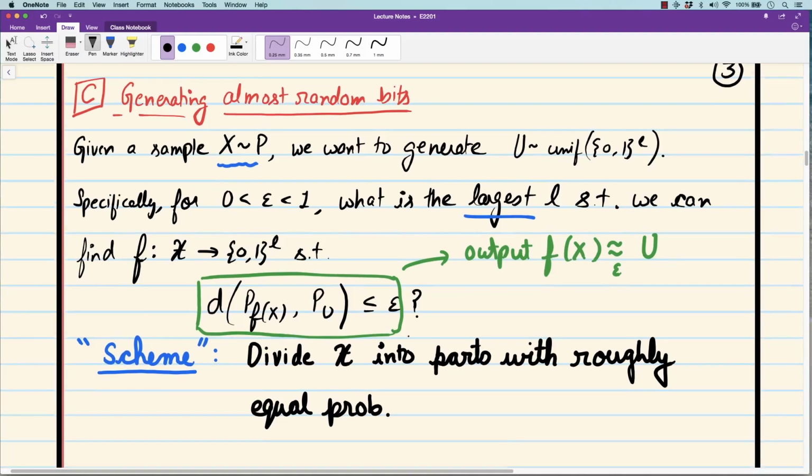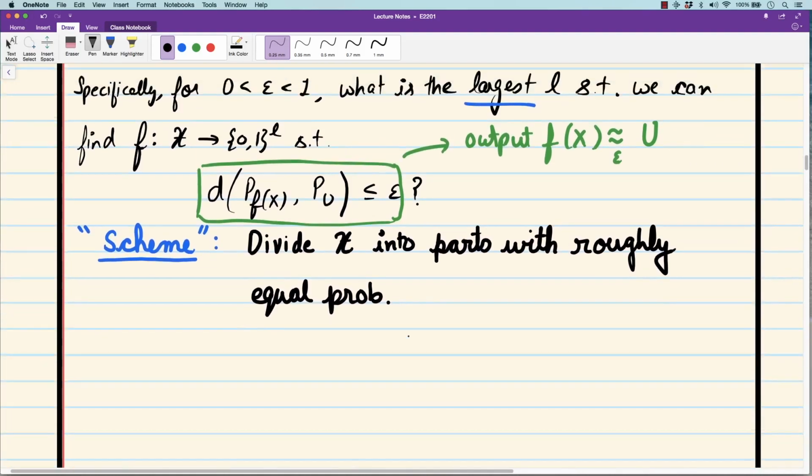Suppose this is the question you want to solve. What will you do? Here is a very simple scheme. I'm putting scheme in quotes because it's not really a scheme, it's only the idea for a scheme. We will divide x into parts with roughly equal probability. This roughly equal probability is important here. You may not be able to divide x into parts with exactly equal probability. So this epsilon basically will account for this roughly part. The probability of each part may not be the same as another, and this mismatch between probabilities is what contributes to this epsilon.